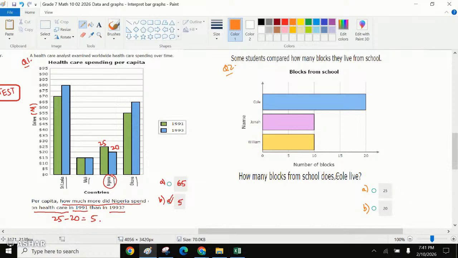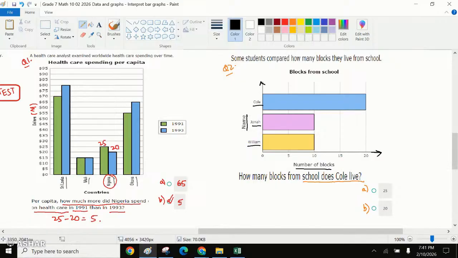How many blocks from school does Cole live? We have the names over here, Cole, Jonah, and William, right? These are the names on the y-axis, that is the vertical. Horizontal axis shows us the number of blocks, right? Priyan, what would be the answer? Priyan, what would be the answer for this? How many blocks from school does Cole live?